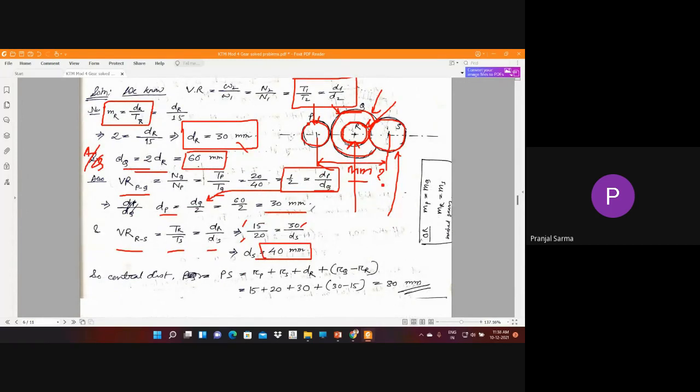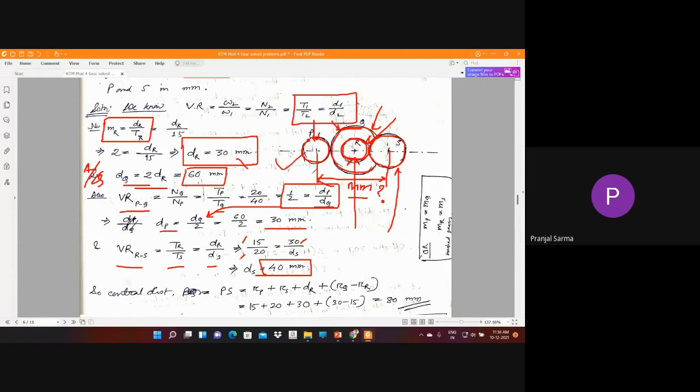Now we know the dimensions for all these gears. Once we know this, by using simple geometry we'll be able to find this particular distance, the central distance PS. How can we write it? This is rp, the circle radius of this, plus this, plus this, right?